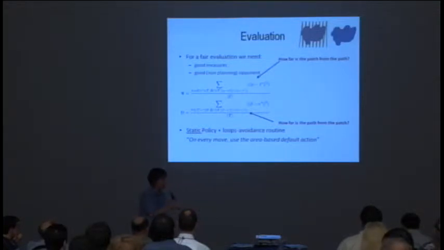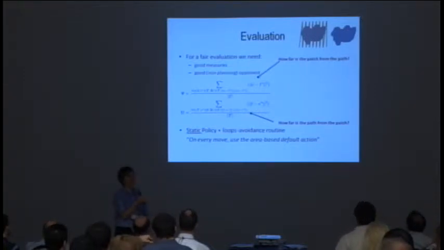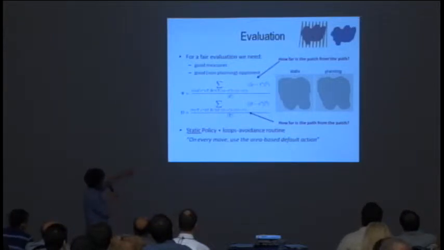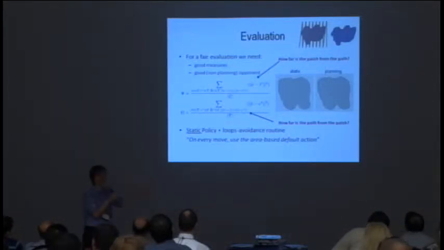So for the non-planning opponent, we used a static policy. It just applies the area-based default action every time, never does anything else. So it does no planning, no learning, nothing, just applies that area-based default action, which is actually quite a competent behavior. If you look at the examples here, this is the static policy versus the planning policy working on a standard patch, and the static policy is just as good. Okay, so the area-based default action is just as good as all that effort.